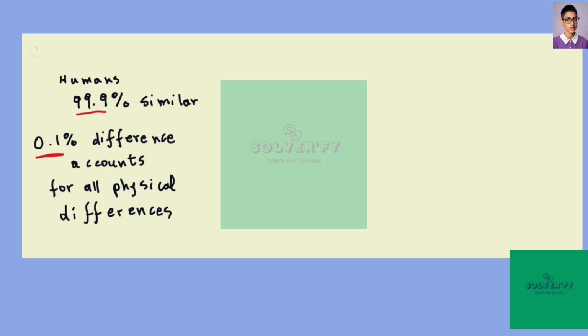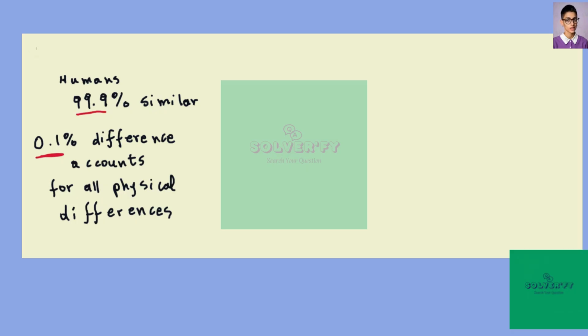Choice C, are genetically dissimilar. If they were genetically dissimilar, you couldn't form a functional human when two people make a baby. So choice C is not correct. Choice D, not useful in species analysis. And that is also incorrect because it is very useful in species analysis.